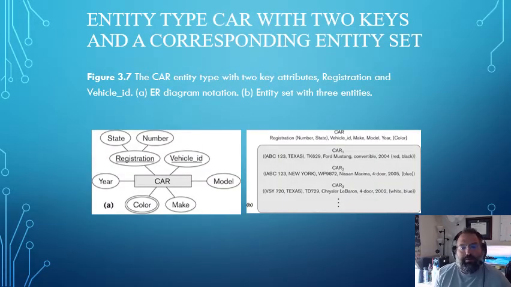Entity type car with 2 keys and a corresponding entity set. In figure 3.7, the car entity type has 2 key attributes, registration and vehicle ID. Notice they're both underlined and both inside of ovals. A is the ER diagram notation. B is the entity set with the 3 entities, so basically the corresponding mathematical set, if you will, of the instances.